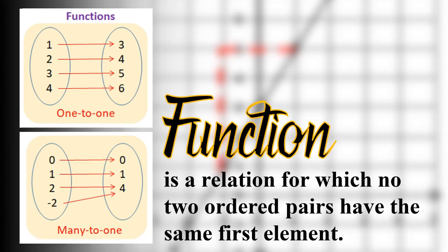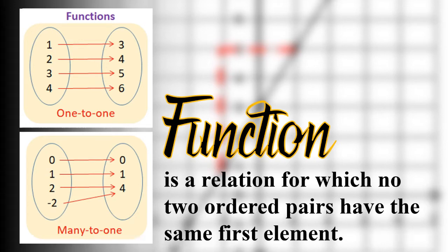Okay? Dun sa ating function, yung nasa left side will be our first element and yung nasa right side will be our second element. As you can see dun sa one-to-one relation ng illustration ng function, hindi nauulit yung ating first element kapag gumawa tayo ng ordered pair. Okay? Dun sa unang illustration, meron tayong ordered pair na 1, 3, 2, 4, 3, 5, and 4, 6. Same with the other illustration, we have 0, 0, 1, 1, 2, 4, and negative 2, 4.